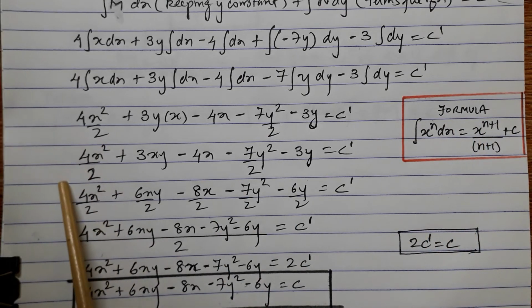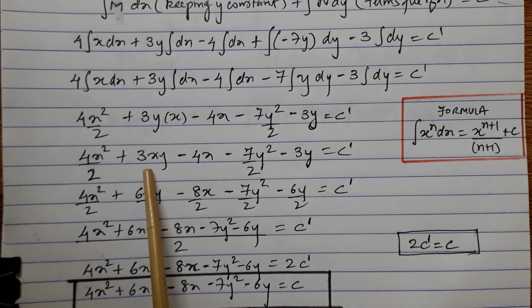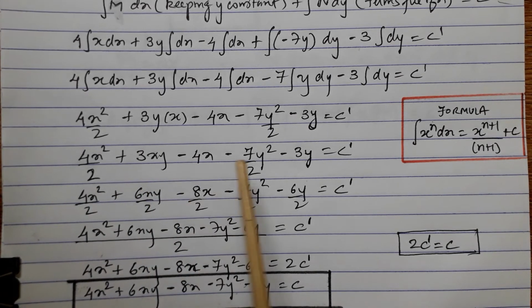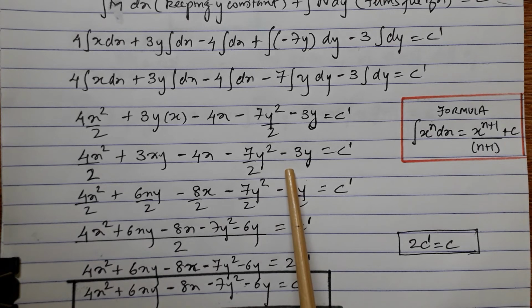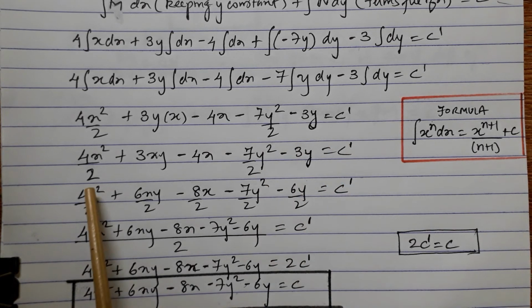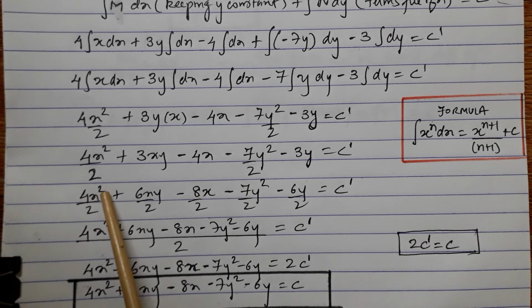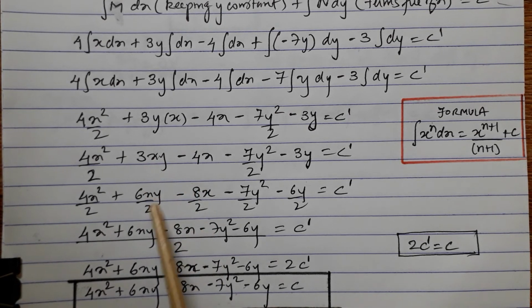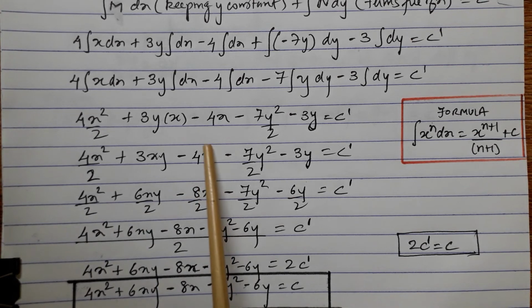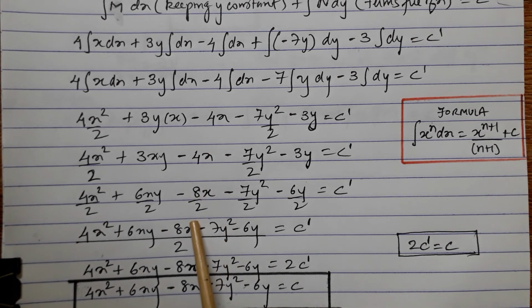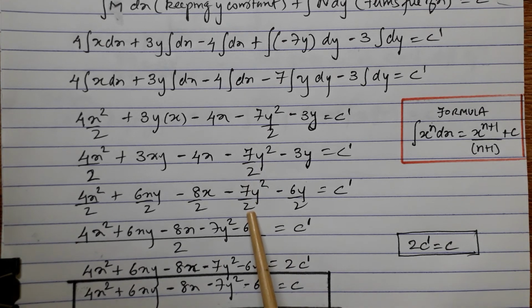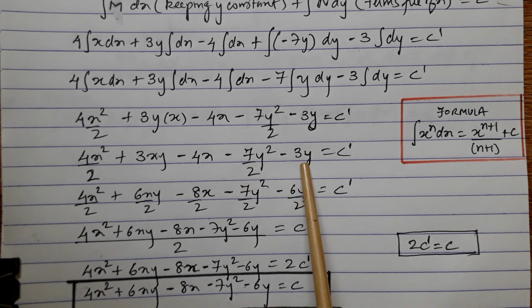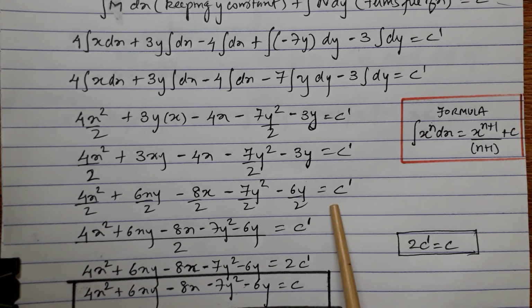Now we can write this as 4x square by 2 plus 3xy minus 4x minus 7y square by 2 minus 3y is equal to c dash. Now the LCM is 2. So this would be 4x square by 2. So multiplying and dividing 3xy by 2, we get 6xy by 2. Multiplying and dividing 4x by 2, we get minus 8x by 2. Minus 7y square by 2, and multiplying and dividing 3y by 2, so we get minus 6y upon 2 is equal to c dash.